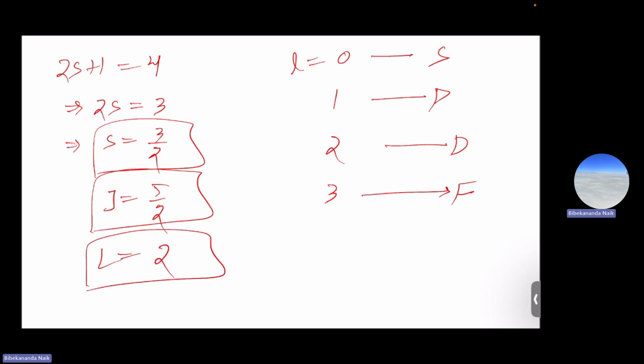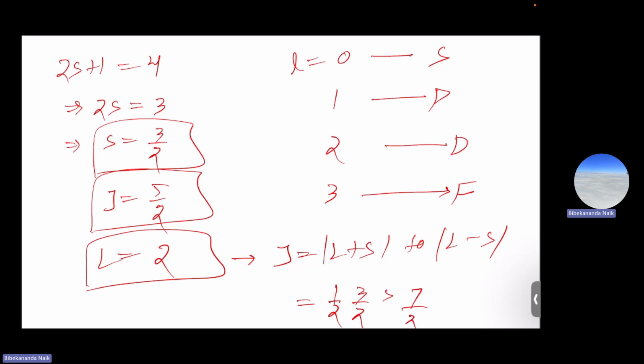Now you can see, since L is 2 and S is 3 by 2, there can be multiple J values. So what will be the value of J? J goes from L plus S down to L minus S with one increment, which is basically called vector addition of the two numbers. So 2 minus 3 by 2 is half. 2 plus 3 by 2, basically 4 by 2 plus 3 by 2, is 7 by 2. So half, plus 1 is 3 by 2, plus 1 is 5 by 2. So there will be 4 J values: 1 by 2, 3 by 2, 5 by 2, and 7 by 2.